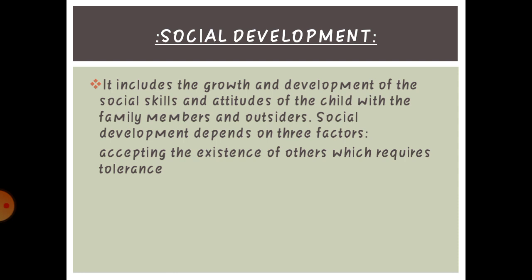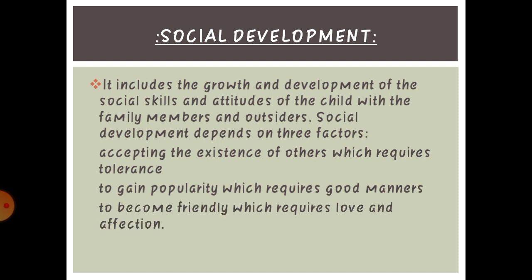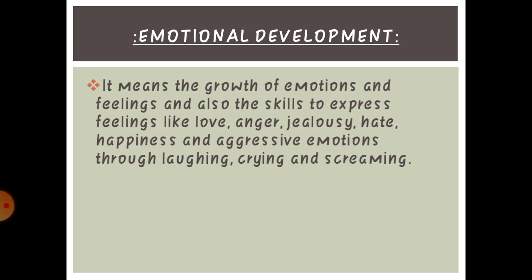So we require tolerance. To gain popularity, which requires good manners. With good manners, we can gain popularity among the social group, otherwise we don't. To become friendly, which requires love and affection. These three factors are very important for healthy social development. The next is emotional development. It means the growth of emotions and feelings, and also the skills to express feelings like love, anger, jealousy, hate, happiness, and aggressive emotions, which can be shown through laughing, crying, and screaming.